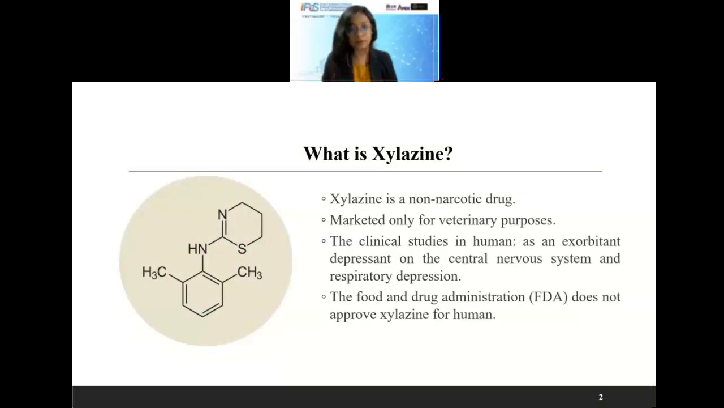Xylazine is a non-narcotic drug marketed only for veterinary sedative and analgesic purposes in animals. The clinical study presents the effect of this drug as an exorbitant depressant on the central nervous system and respiratory depression of humans, and conditions including bradycardia, hypertension, and transient hyperglycemia. In terms of these negative health implications, the Food and Drug Administration, or FDA, does not approve xylazine for human use.